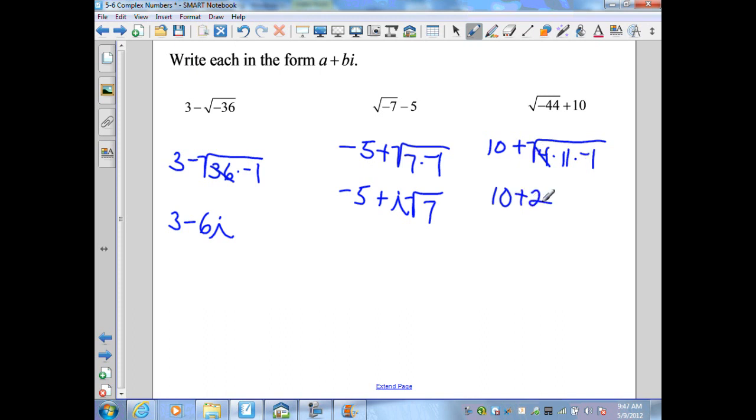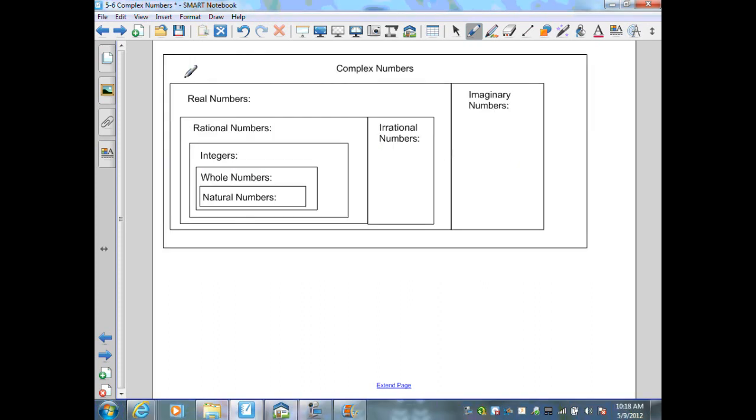The square root of a negative 1 is i. And I have the square root of 11 staying in the radical. So 10 plus 2i square roots of 11. Here we have a diagram of the complex numbers. We know that it's made up of its subsets, imaginary numbers, bi, and real numbers, a. The real numbers are broken into its subsets of rational numbers and irrational numbers. And inside our rational numbers, we have its subsets of natural, whole, and integers.